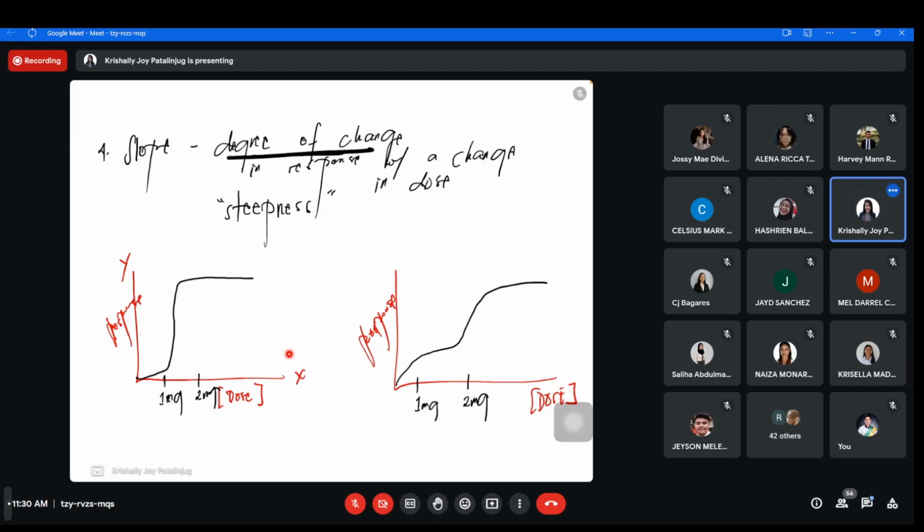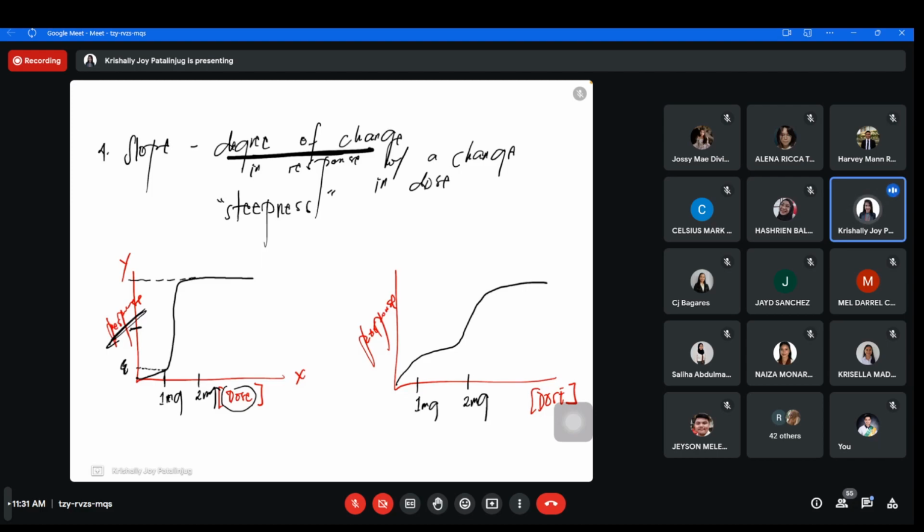Now at this point, you can tell that at 1 milligram dose of that drug, no problem with the effect. It elicits a particular effect or response already, but not that 50% of its maximal effect is achieved. Somehow it elicits an effect, but it's not the maximal one.